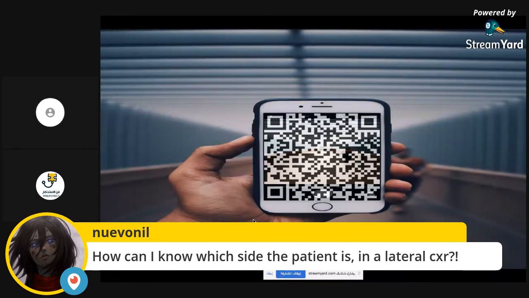Another question: he said, what if I don't have the markers? In the lateral? In the lateral. Honestly, I cannot specify my answer now, but the marker is always crucial to be on every X-ray. We can comment on and evaluate the borders of the heart to say whether it is right or left, but I cannot specify an answer if there are no markers.